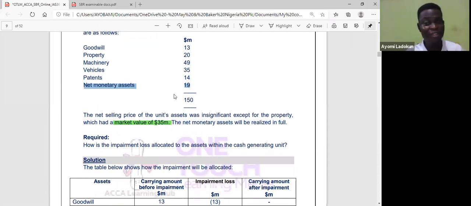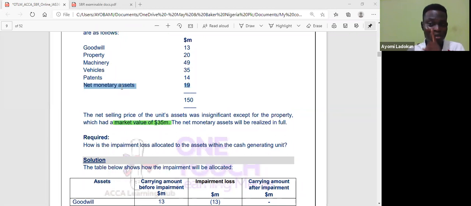Even if the statement did not mention it, I can't impair net monetary assets, just like your financial assets, your receivables. So you won't impair net monetary assets, right? Or the receivables that are there.